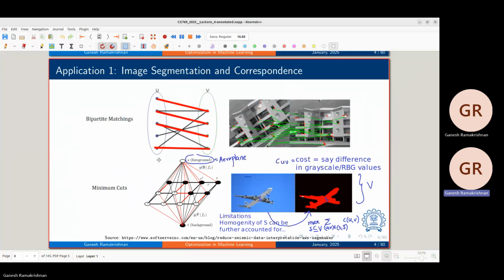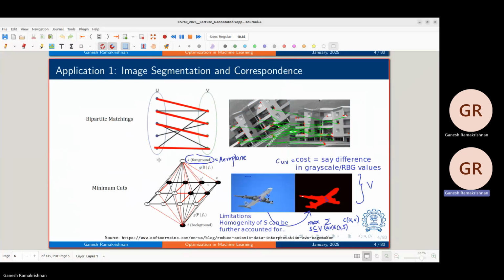Anyone wants me to zoom in? Is it clear? Is it visible? So you have a small edge going from any pixel to any other pixel, and specifically here the edge is shown between a pixel within the aeroplane to a pixel outside the aeroplane. And what are we trying to encode in the edge? What will we encode?